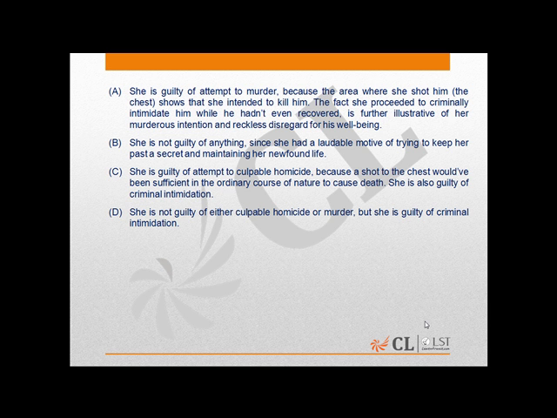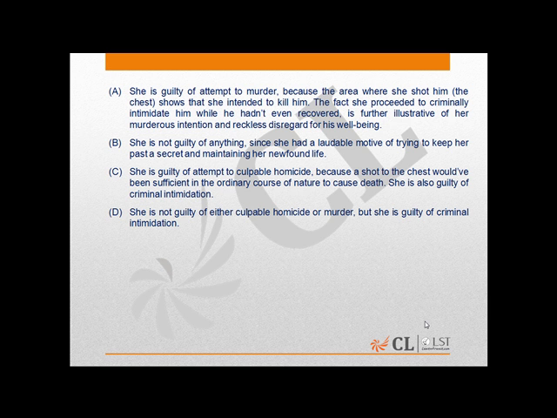But here we also need to examine her motive. What does the fact that she shot him in the chest tell us about her state of mind? That she probably intended to kill him. She probably intended to not just cause him injury which would lead to death, she actually intended to cause that death, right?